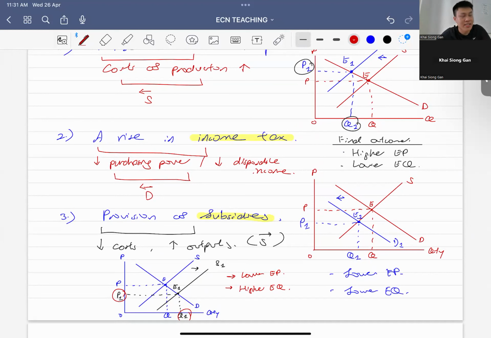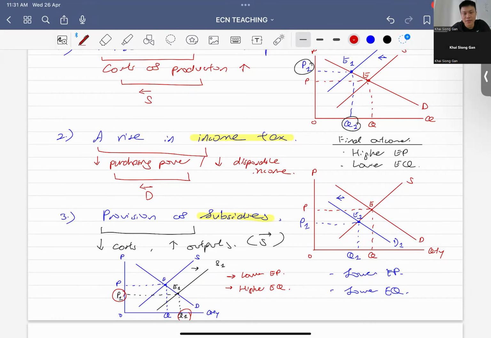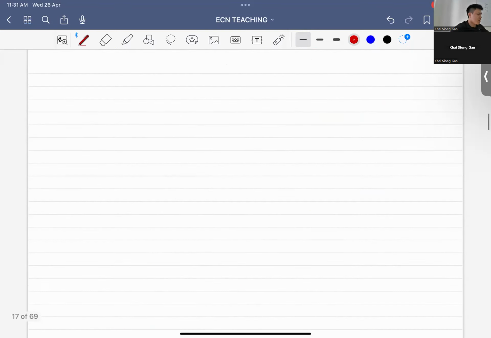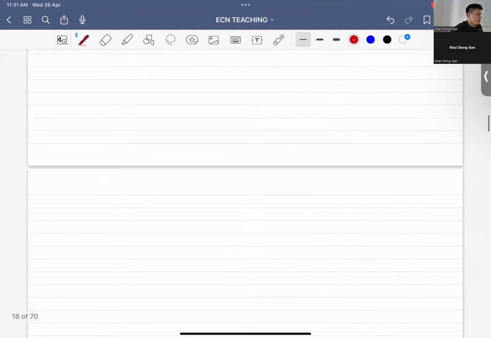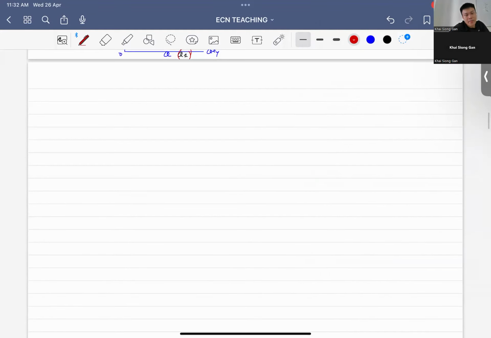Okay, once you are done, let's have a look at the first tutorial question. Indicate and explain if the statement is true or false. Illustrate the situation. So first of all, because Coke and Pepsi are substitutes, a decrease in the price of Pepsi will cause the demand for Coke to decrease. We see if this is true first or not.